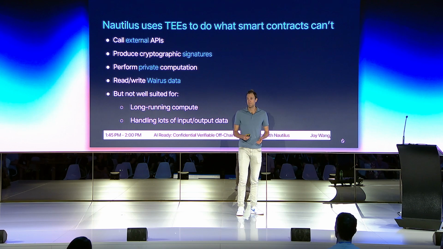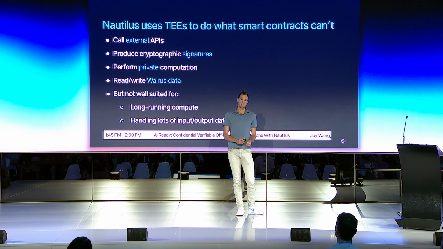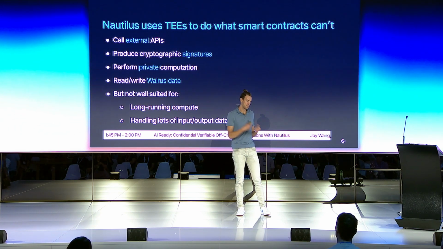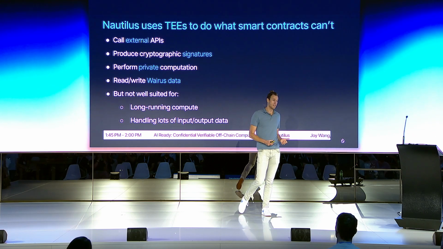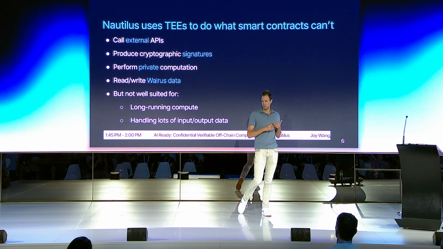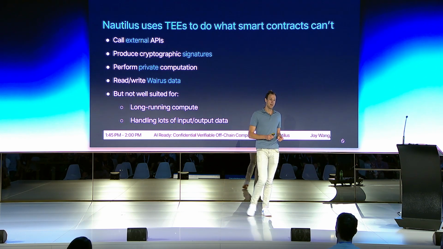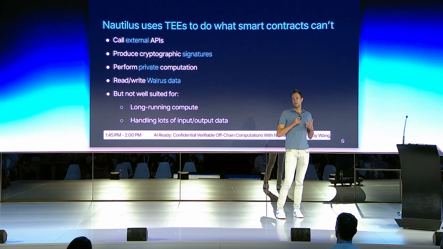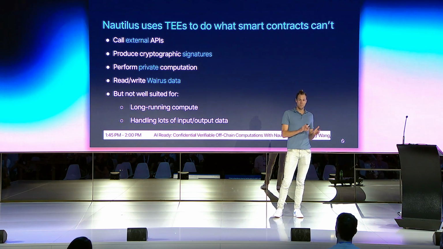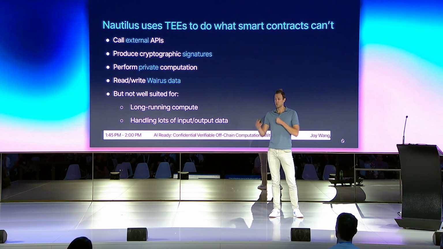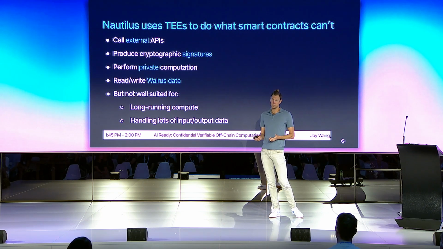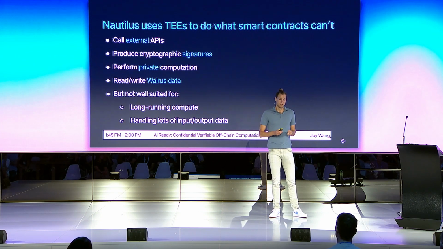Also, performing private computation. With Nautilus, a TEE instance can have a public key associated with it. You can use that to encrypt inputs and have the TEE do private computation over those inputs and return a public or encrypted result. Also, you can't read or write Walrus from Sui. You have to do that from an external app. And so it's really great to do that from Nautilus if you want to produce data that is guaranteed to have a certain structure.